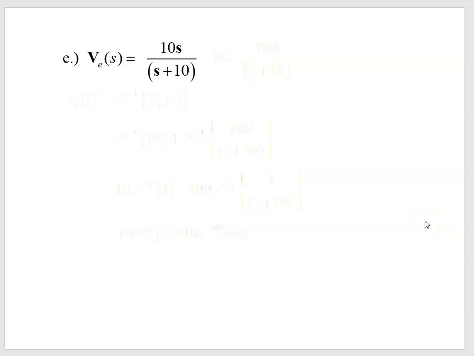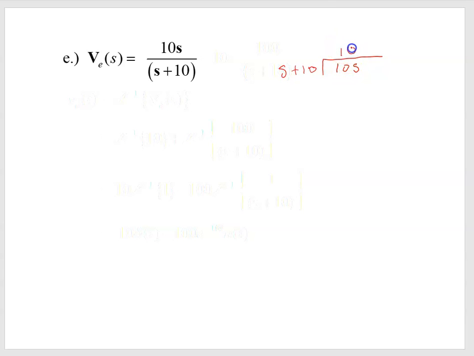All right, well, let's look at this problem. Now we have a function 10s over s plus 10. So the s plus 10, what we just saw is, well, that gave us a e to the negative 10t U of t. But we have s in the numerator here. So this is what we call a non-rational function. We have to rationalize this function by breaking it up into two functions. So basically, we have to divide s plus 10 into 10s. So that goes in there 10 times.